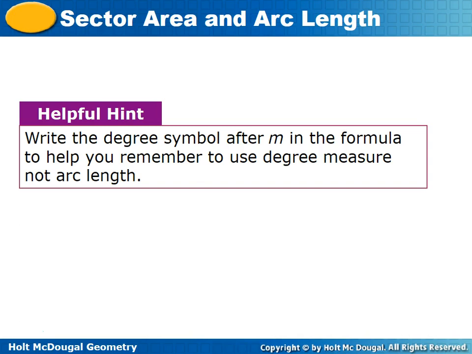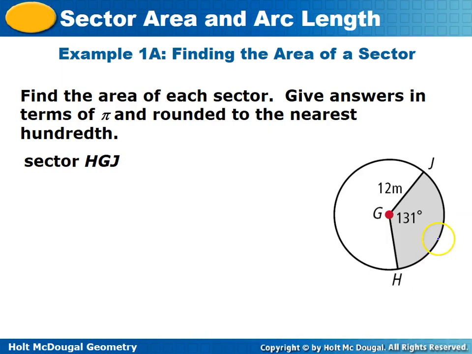Remember also that when you write the degree symbol after the M in the formula, it helps you remember that we're talking about degrees, not arc lengths, okay? So we're going to find the area of each sector here. We're going to just populate our formula, pi r squared theta over 360. So I'm going to write that.